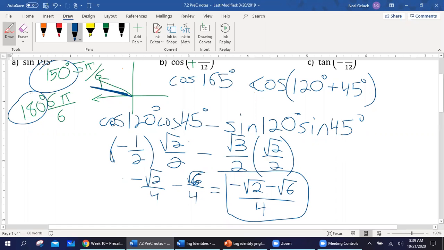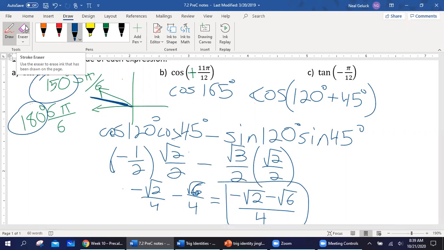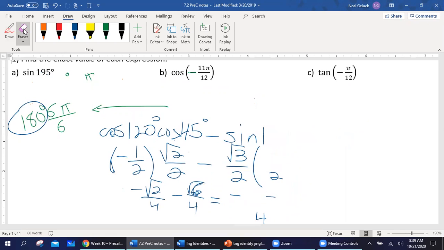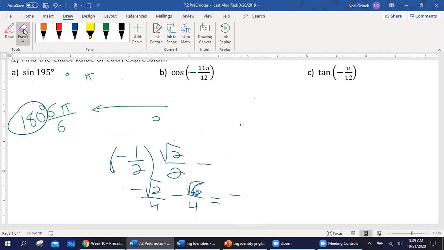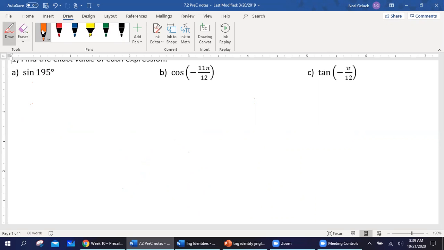For letter C, tangent, and again, tangent you do not have to memorize, but you need to be able to use the identity. I'm going to use the odd function identity for tangent. The negative doesn't go away like it did on the cosine, but the negative can be brought out. So this is the same thing as bringing the negative out in front of it.